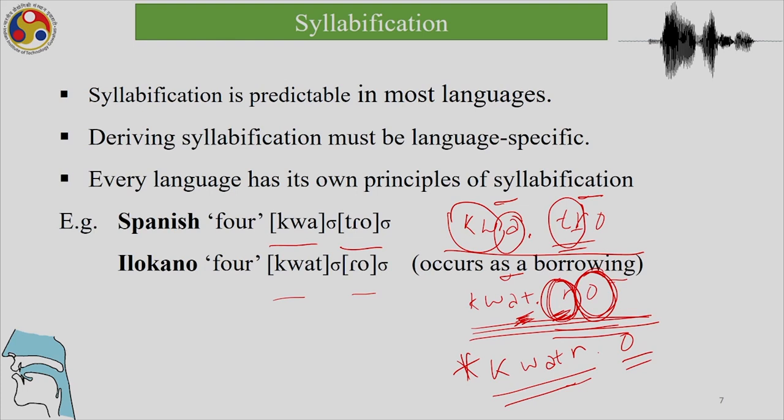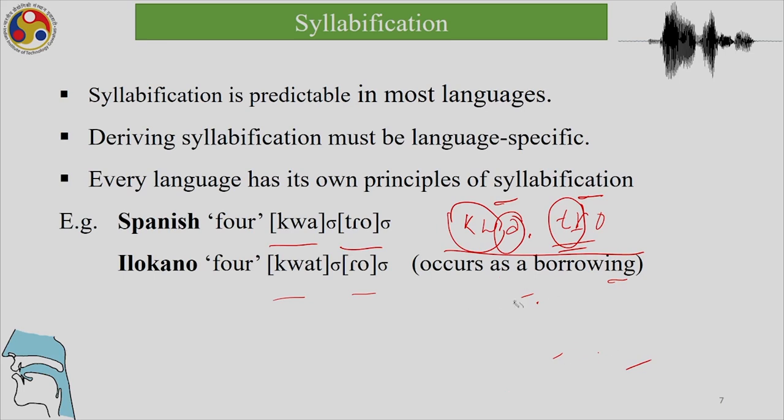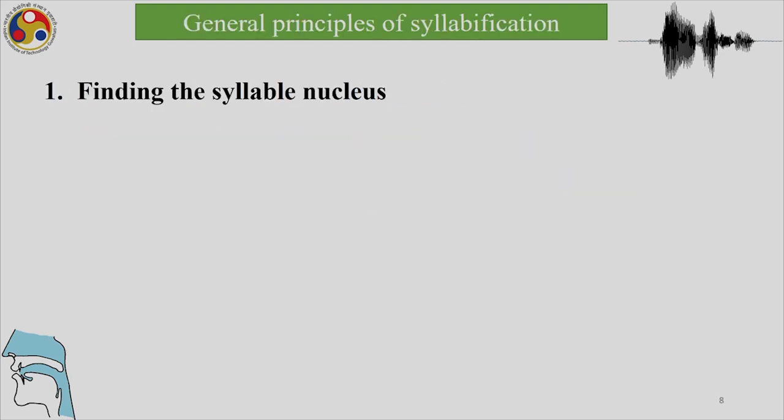Now, having looked at how languages may differ in terms of syllabification, let us now see what constitutes a syllable. We already know nucleus, onset, and coda. But how do we find the nucleus, onset, and coda in a language? We already saw a few examples. Well, let's discuss this a bit more to understand how a nucleus may be different in different languages.